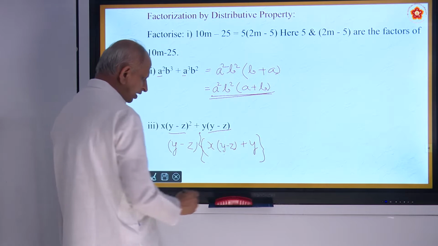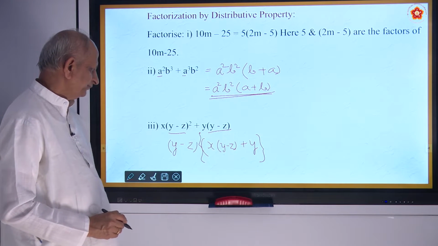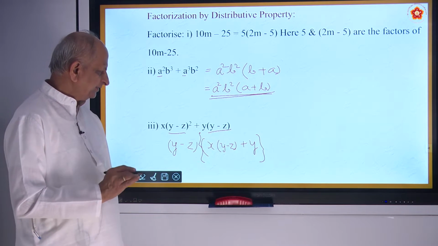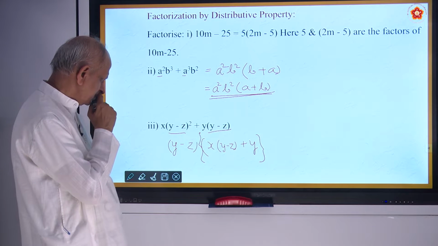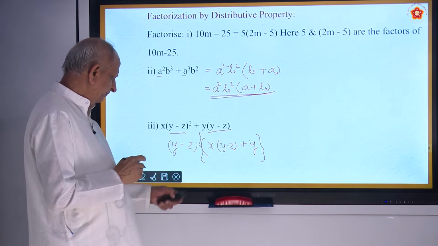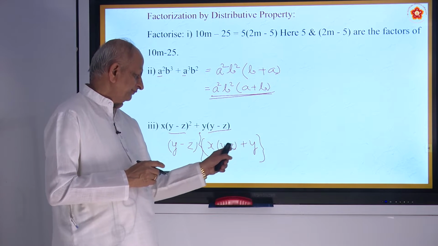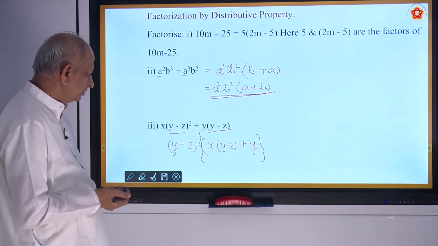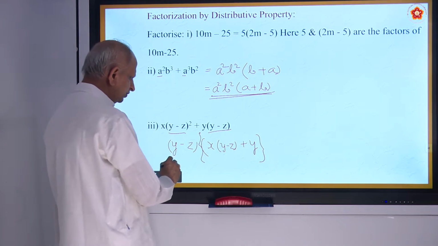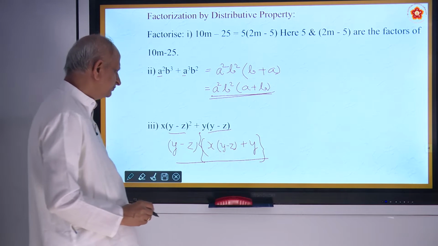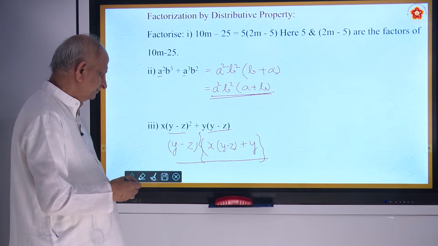So these are called factors. You must try to keep it as simple as possible. Suppose you multiply this, what do you get? Xy minus xz, and of course it is enough. So these are called factors of the given expression.